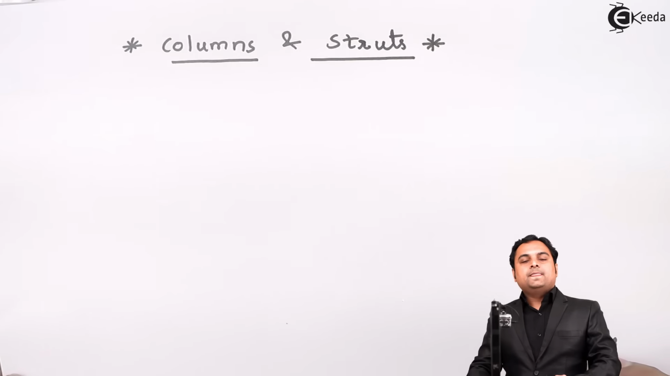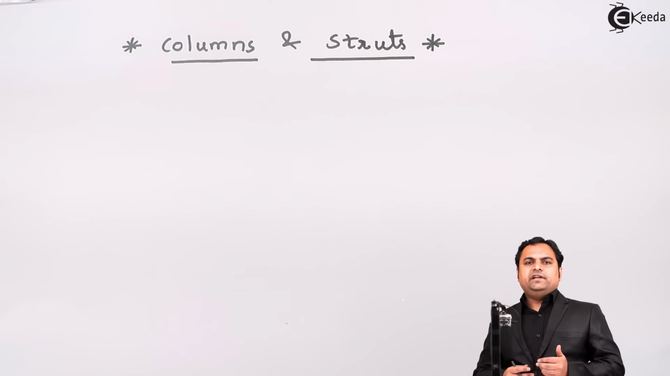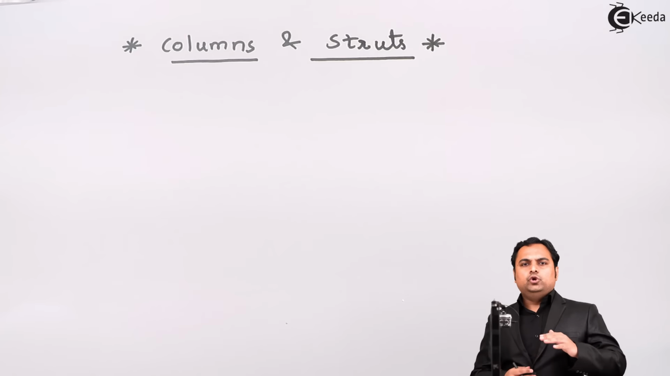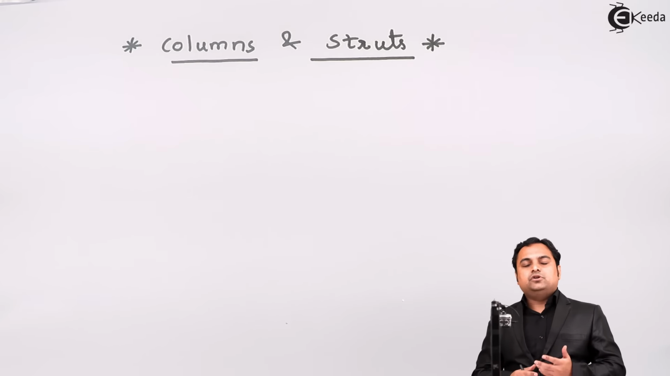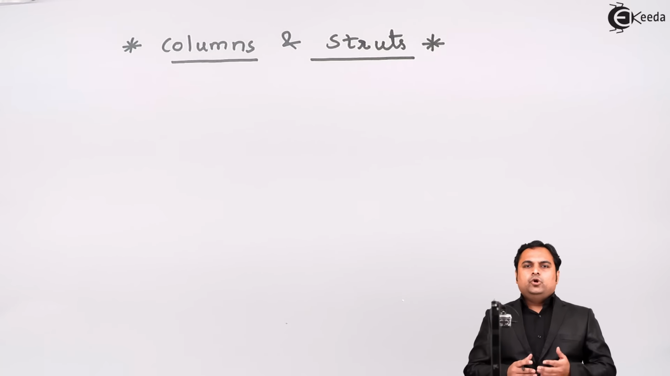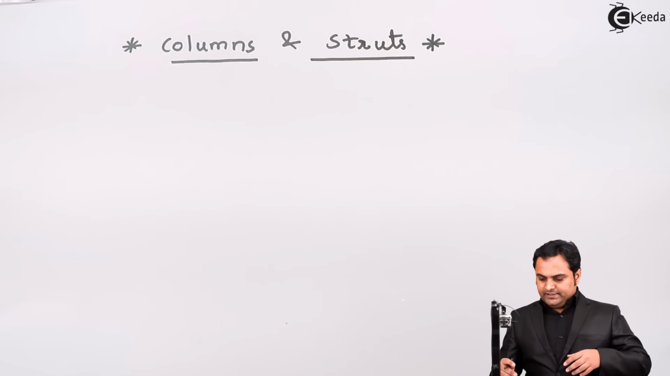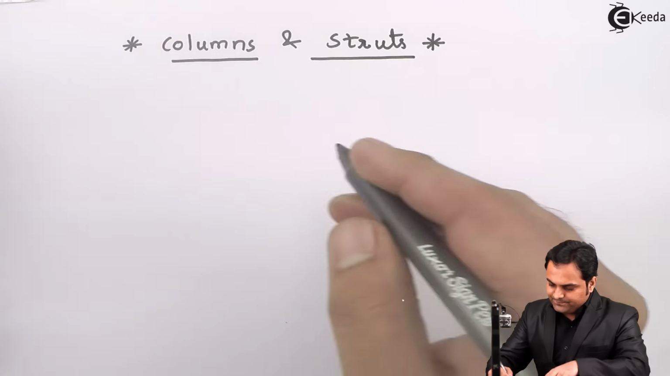Columns and struts. Now basically when we talk about a column, it is a vertical member which is used in structures for supporting the horizontal load over it, or we can say the horizontal structures. For example, a column may act like a pillar which supports a horizontal member, for example a beam. So here I'll explain it in the form of a diagram.